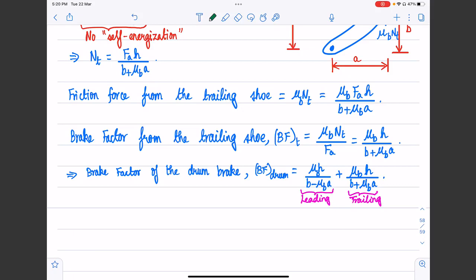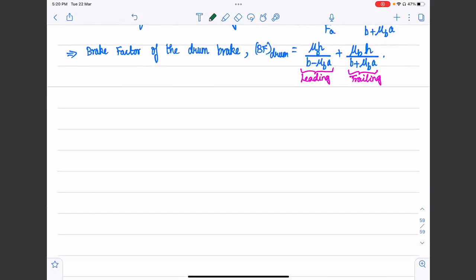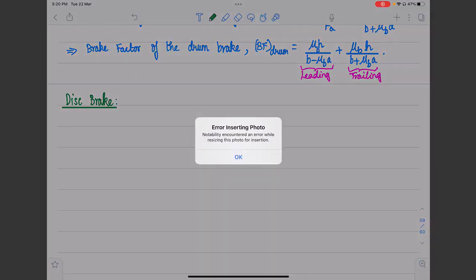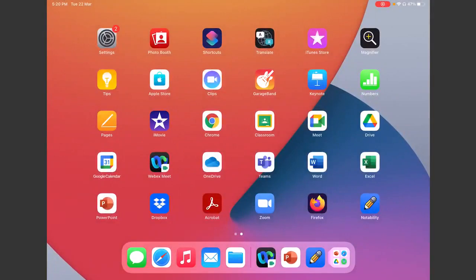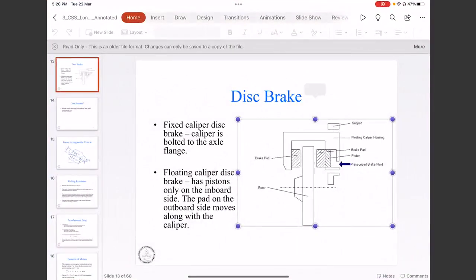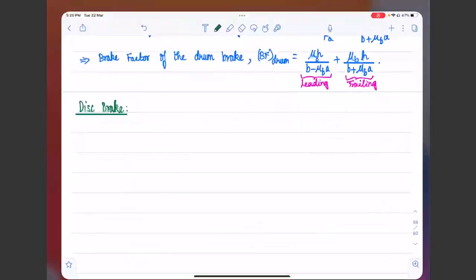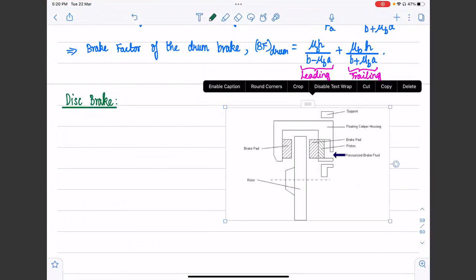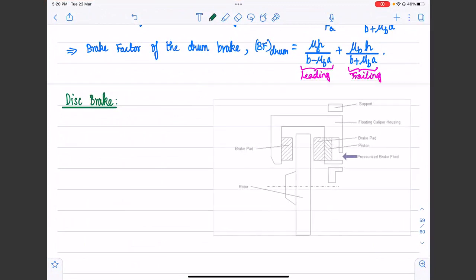Any other questions? All right. So let's then move on to the disc brake. Once again, we are going to do a very rudimentary analysis to get some key concepts understood. We will essentially look at a simple schematic of a disc brake and then do a similar first cut analysis, to compare it with the drum brake.